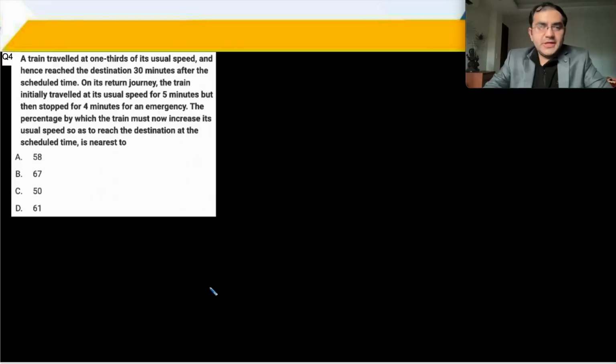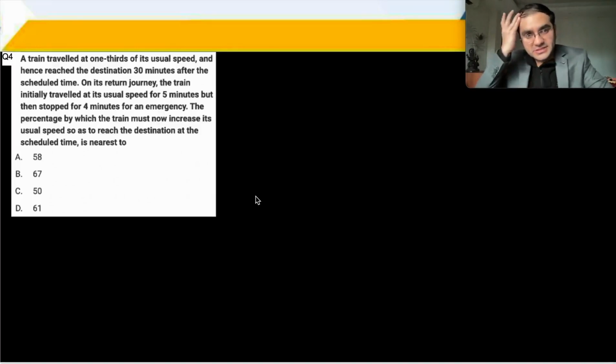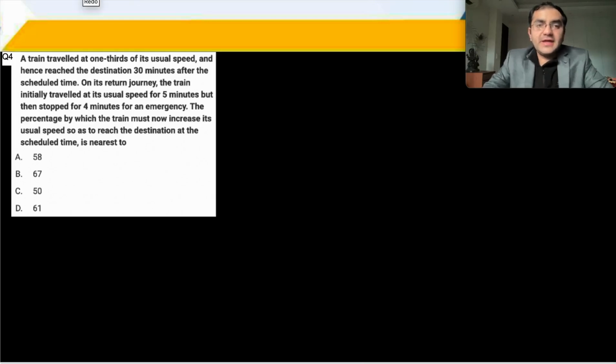An easy question, and obviously we will use our best available method for these kinds of questions, which is proportionality, because our distance is constant. So a train traveled at 1/3 of its usual speed. Let's say he was traveling at s. Now 1/3 means s upon 3, and reached the destination 30 minutes after the scheduled time.